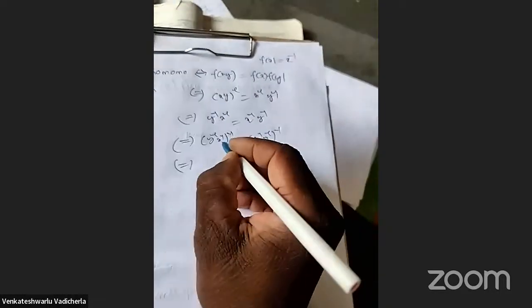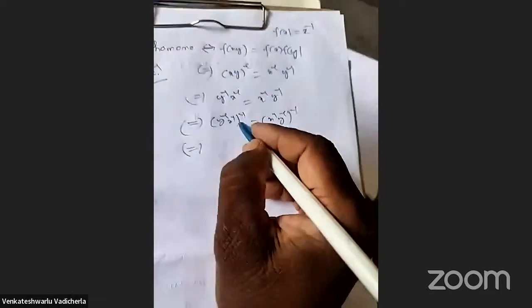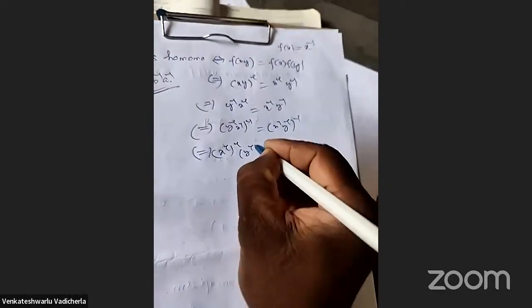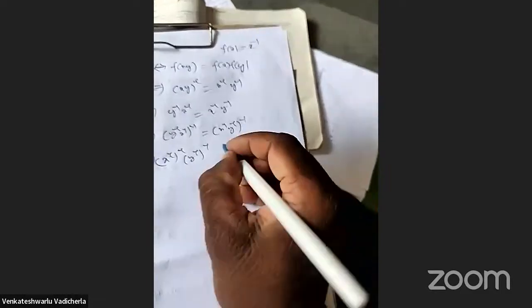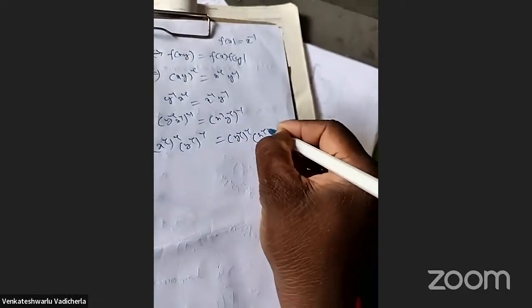So we have to apply the formula again. AB whole inverse is equal to B inverse A inverse. Applying the formula, we get x inverse whole inverse y inverse whole inverse. Here again, applying the formula, y inverse whole inverse x inverse whole inverse.